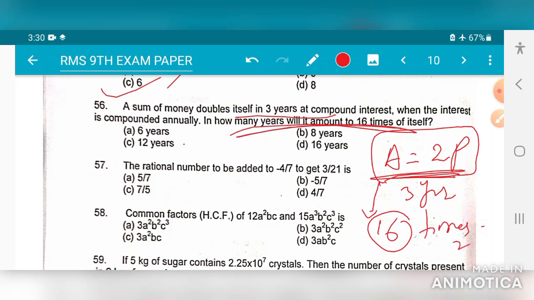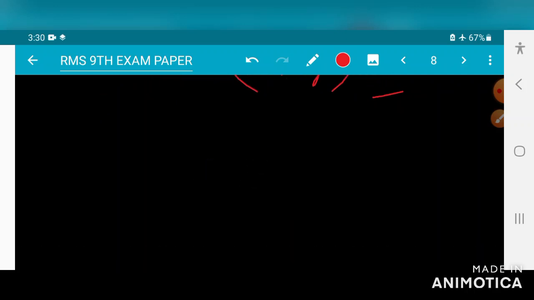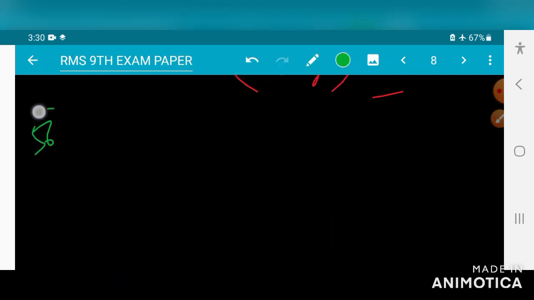Okay, we can now solve. Which question is this one? Okay, the 56th one. The 56th question is what we have to solve.